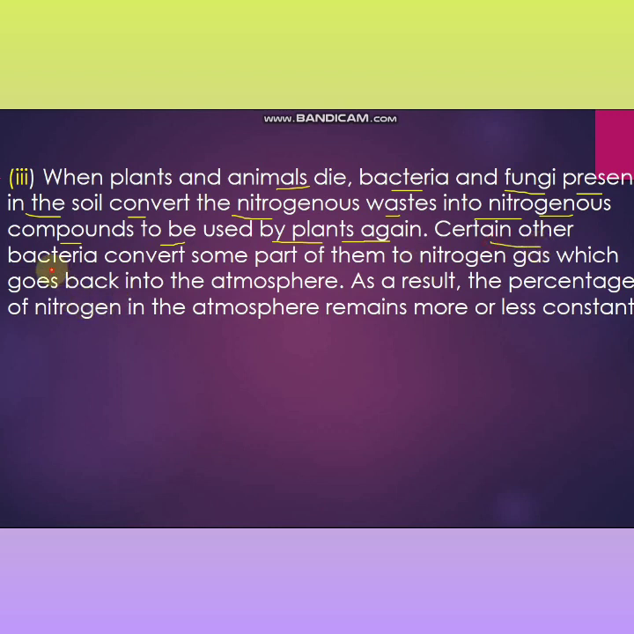Certain other bacteria convert some part of them into nitrogen gas which goes back into the atmosphere. As a result, the percentage of nitrogen in the atmosphere remains more or less constant. So this is the explanation of the nitrogen cycle.